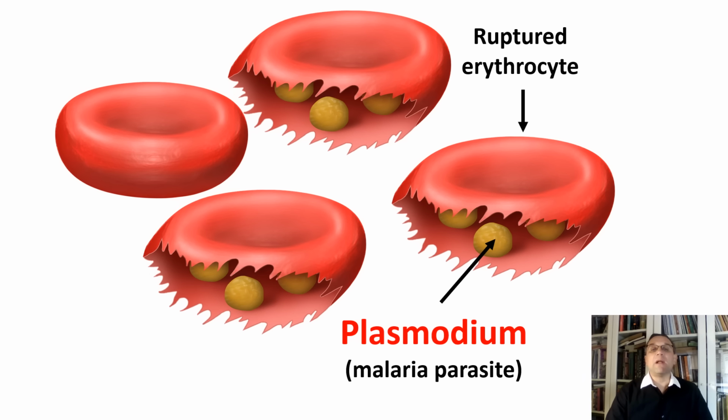The name of the malaria parasite is Plasmodium. Plasmodium is a unicellular eukaryotic parasite. It is not a bacteria, it is not a virus, but a unicellular eukaryotic parasite. Plasmodium is the name of the parasite genus, which contains many species. The deadliest one is Plasmodium falciparum.